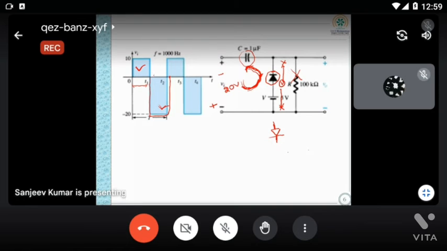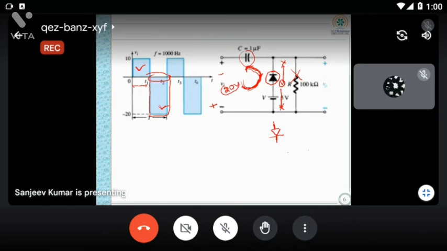Sir, in forward bias condition also the diode can get short circuited if V in is less than 5 volt. Which one? If V input is less than 5 volt, then also the diode can get forward biased now. Here you are telling this V in. What did you tell once again? Less than 5 volt, like 4 volt or 3 volt, then also the diode can get shorted.